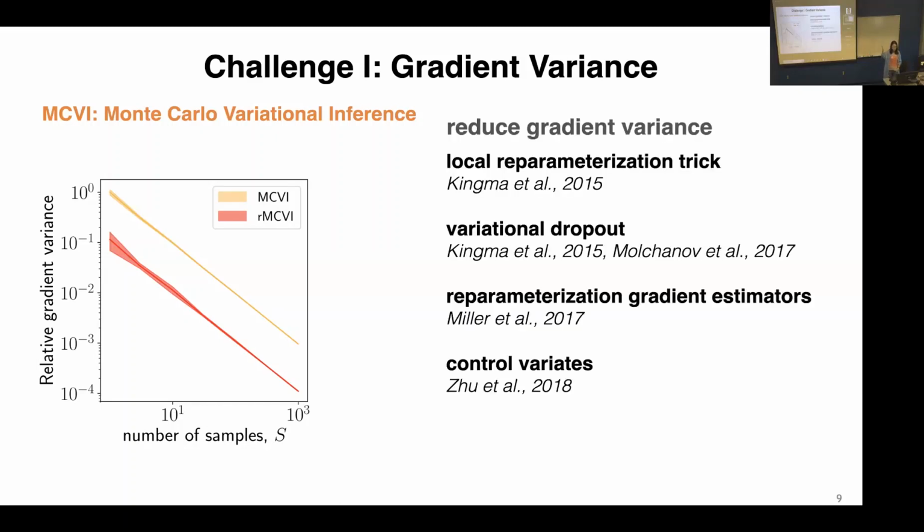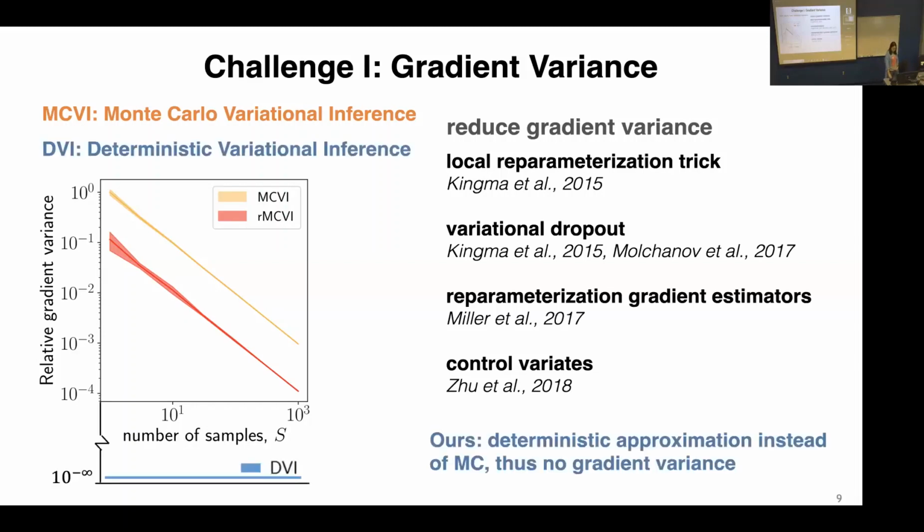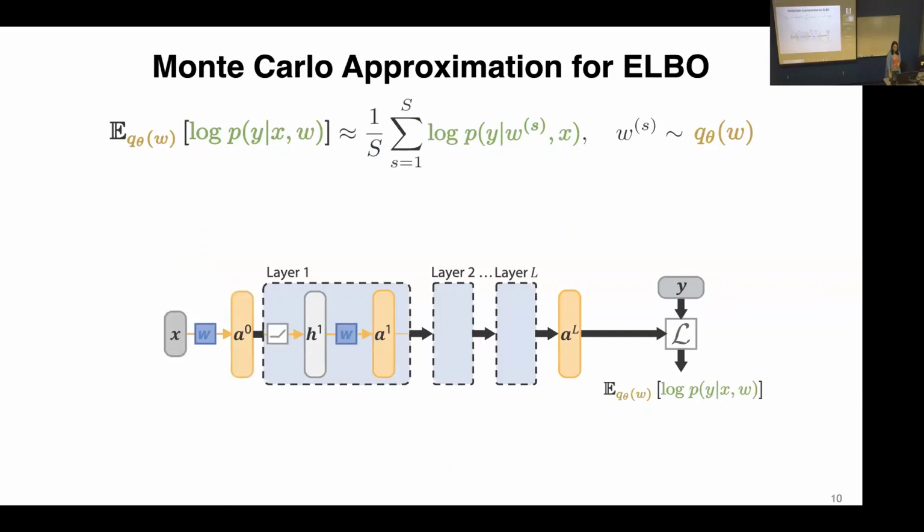So there are existing works that try to reduce such gradient variance, not surprisingly. And our goal is, can we do a deterministic method? Instead of doing sampling, can we get a deterministic approximation for the expectation term, which will completely eliminate the gradient variance? So that's the motivation.